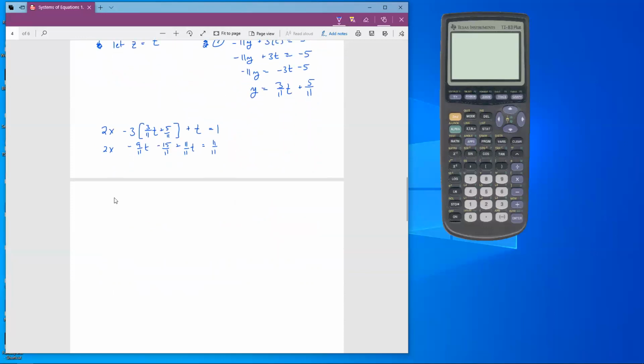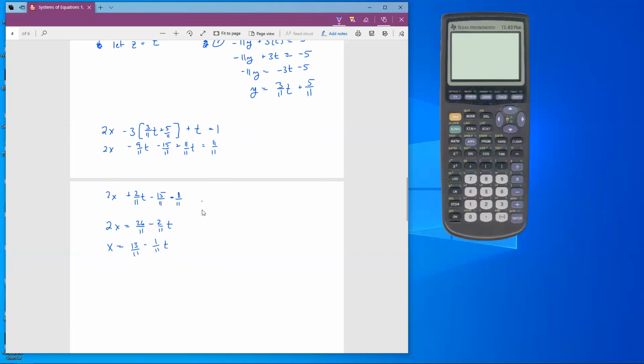So we have our 2x. This is going to be minus 9 plus 11, so this is going to be plus 2/11 t minus 15/11 is equal to 11/11. Let's scoot this over to the other side. We have 2x is equal to, go ahead and add 15 to both sides. So 15 and 11 is 26/11 minus 2/11 t. Divide both sides by 2. We get x is equal to 13/11 minus 1/11 t.